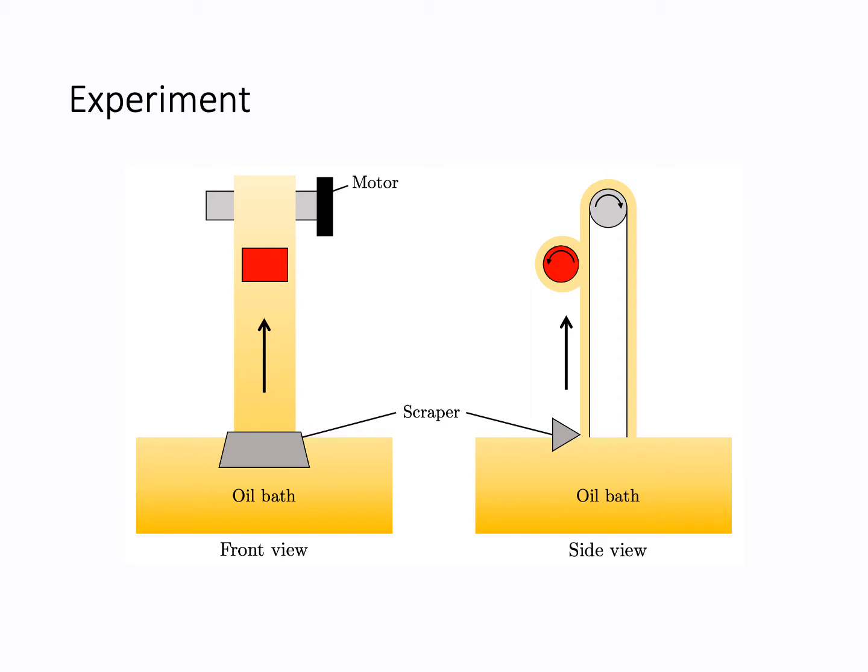He sets up a thin layer of upwards moving silicon oil on a conveyor belt. This is done by passing a conveyor belt through a bath of silicon oil and using a scraper at the base of the upwards moving belt to control the thickness of the film. He then puts a cylinder on the belt and tries to find a belt speed which allows the cylinder to remain stationary in the laboratory frame, essentially levitating the cylinder in place.